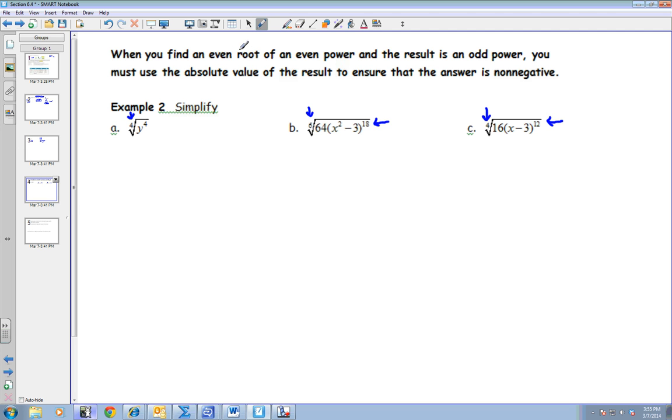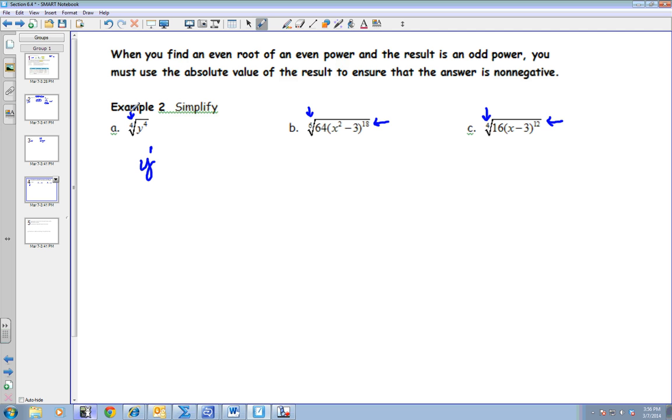So when you find an even root of an even power, and the result or your answer is an odd power, you must use the absolute value of the result to ensure that the answer is non-negative. Okay, so here's what I'm talking about. First of all, I need 4 in a group because 4 is my index number. I have 4 y's, so my answer would be y, and that would be y to the 1st.